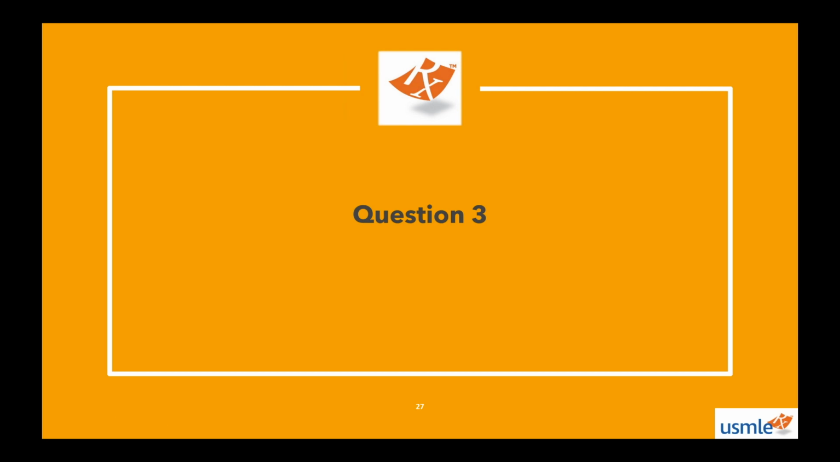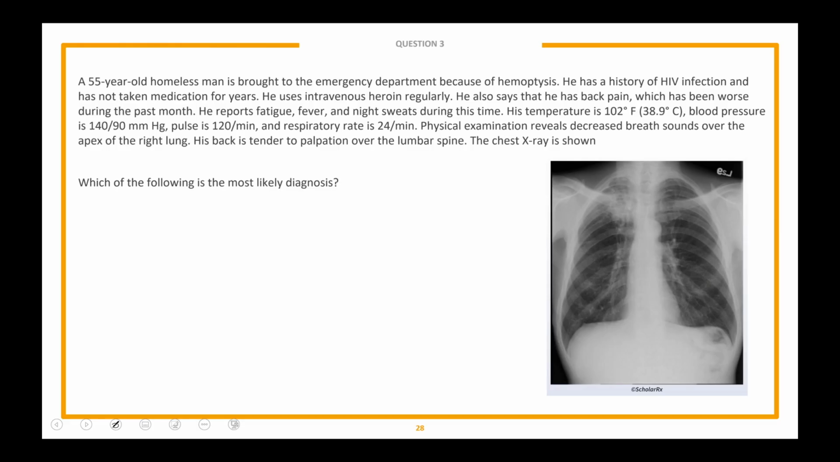So once again, we will move on to step number 1, and we're going to cover up those answer choices, which we've already done. Step number 2 is we're going to read that last sentence first. Which of the following is the most likely diagnosis? Great, so another diagnosis question.